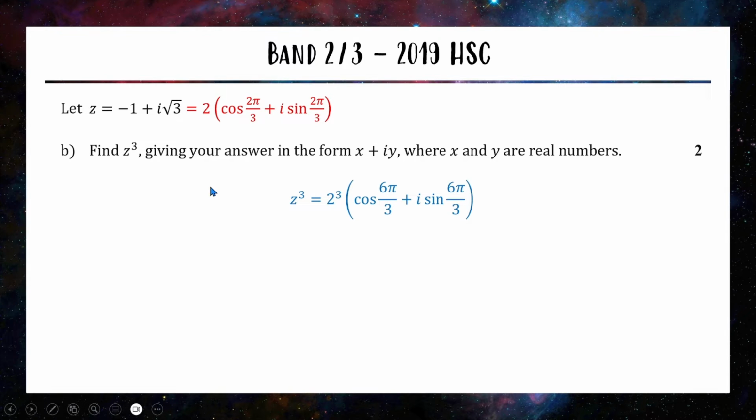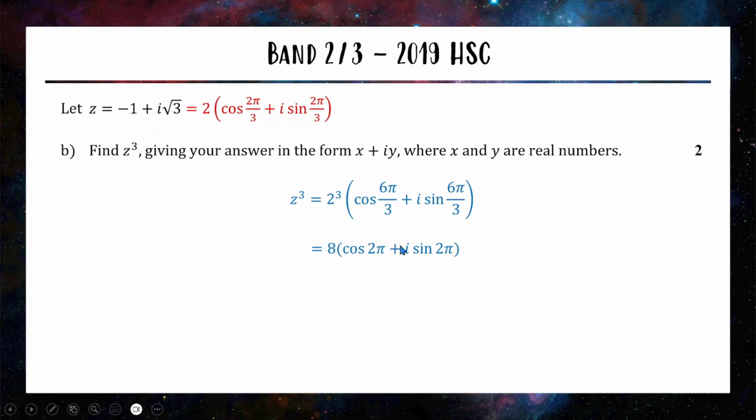So de Moivre's theorem is that z to the power of 3 is we're applying the power to the modulus and we're multiplying the argument by our power. So the 2 at the front is turning into 2 to the power of 3, and the 2 pi on 3 is being multiplied by 3 to make 6 pi on 3. This works out to be 8 at the front.